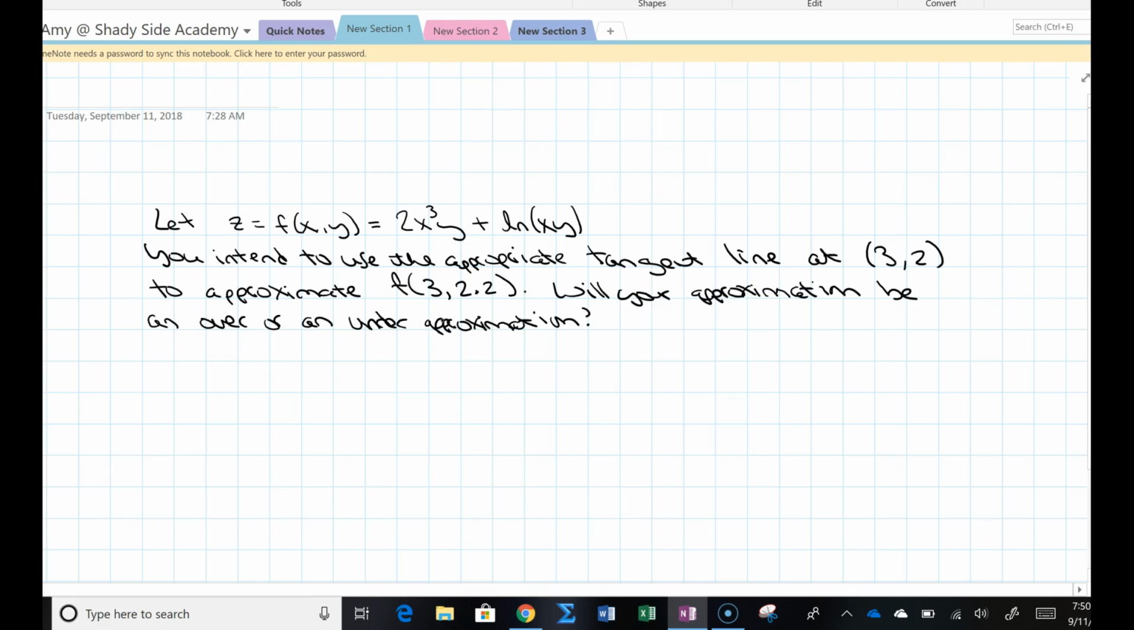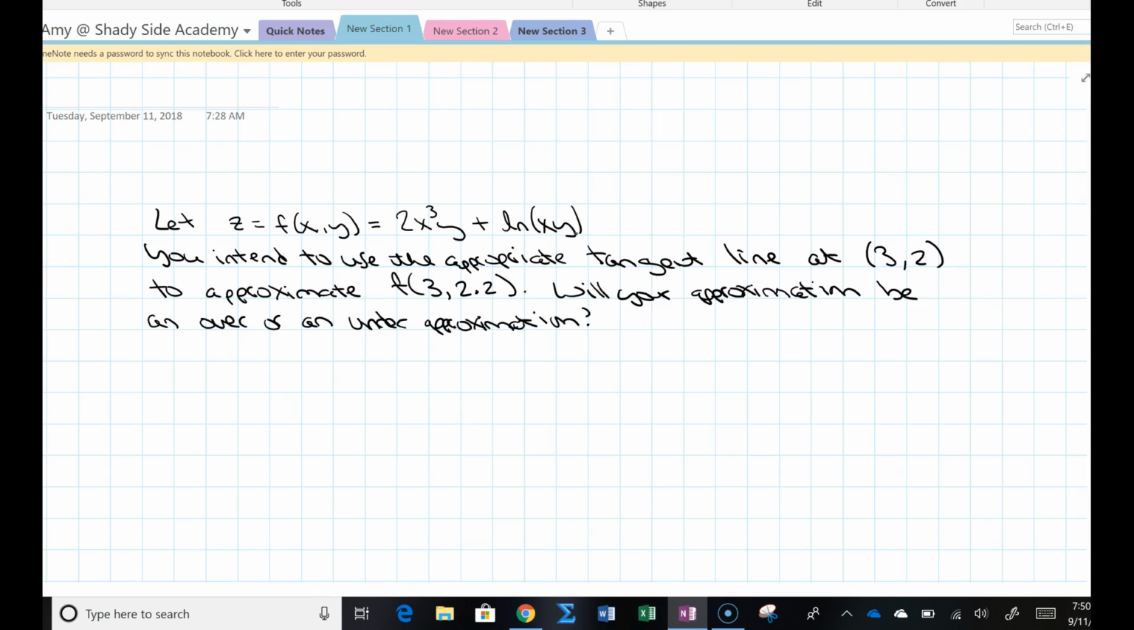I do want you to use calculus here. Obviously, I don't want you just to plug in 3, 2 into z and then plug 3, 2.2 into z and compare those two values. I actually do want you to use calculus. So go ahead and think about this, maybe talk about this, and if you need a mini hint, then replay me. So pause me for now.